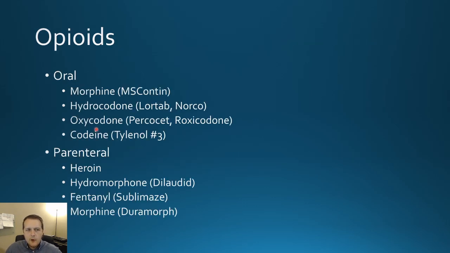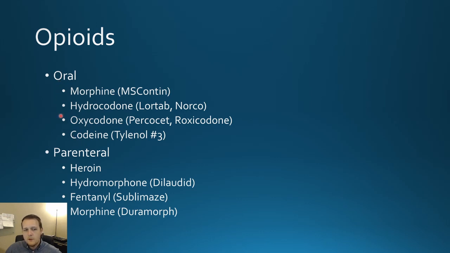So looking at the different opioids we have available to us, some of these you probably heard of before, some of these you might not have, but these are common ones you're going to see used pretty frequently in the medical field. So we have things like morphine, hydrocodone, oxycodone, and codeine. These are going to be oral agents that are used.